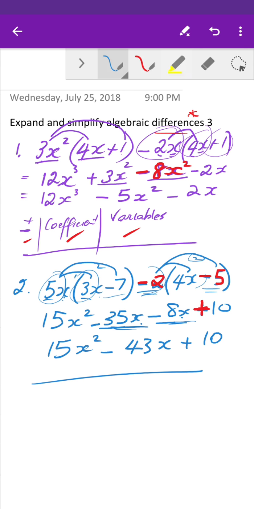So we've looked at the skills of expanding when there's a negative times a negative. This is the trick. Be careful when a negative becomes a positive. So that's the part of the question which can catch you out.